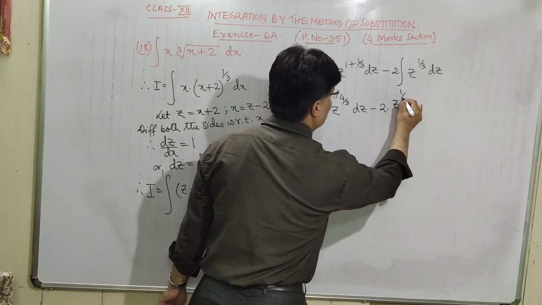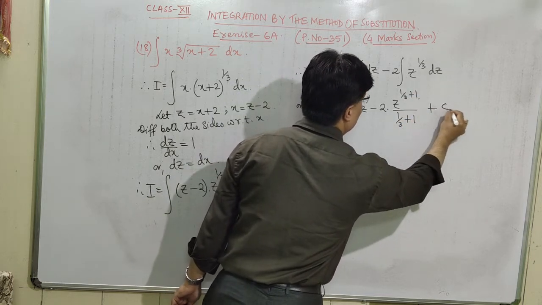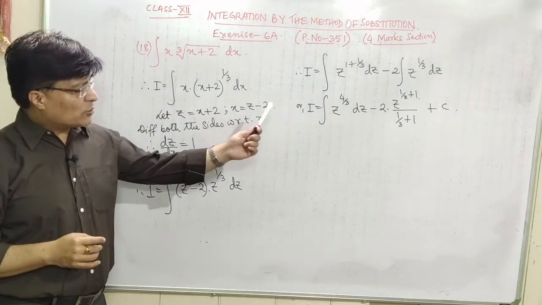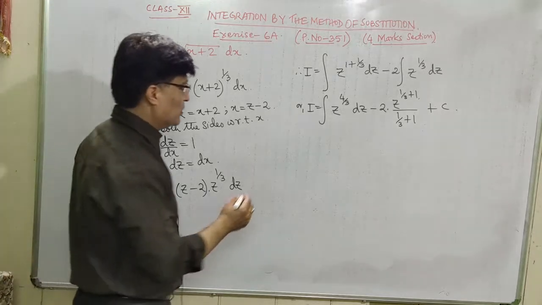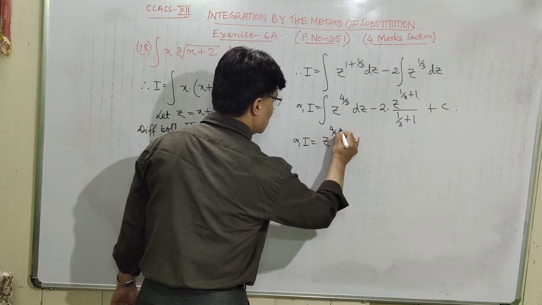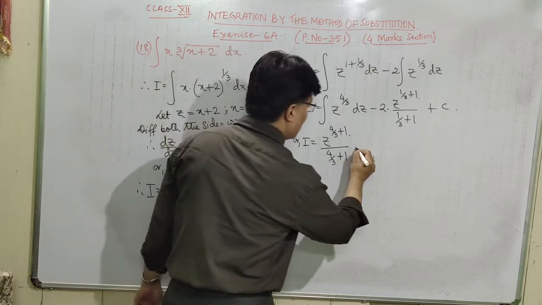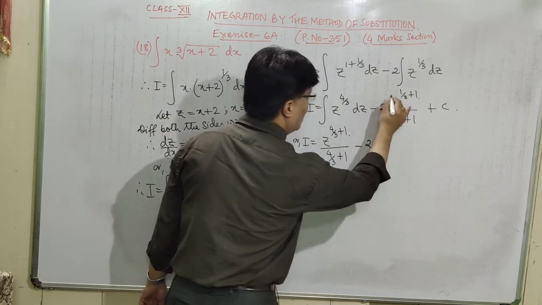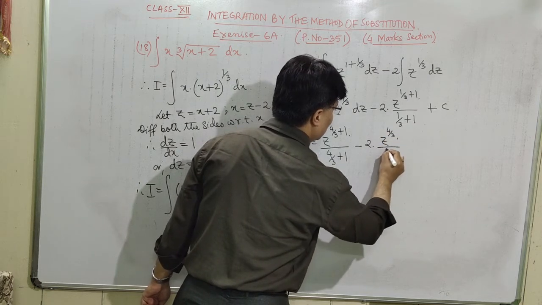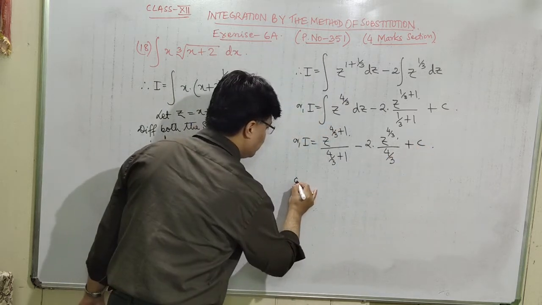You know that this is z to the power 1/3 plus 1 divided by 1/3 plus 1. Then you can write plus c. So you know the integration of x to the power n dx, that is x to the power n plus 1 divided by n plus 1. Okay, so or I is equal to, this is z to the power, this is 4/3 plus 1 divided by 4/3 plus 1 minus 2 into z to the power, what is 1/3 plus 1? It is 3 ones are 3 plus 1. It is 4 by 3 divided by 4 by 3. Then it is plus c.